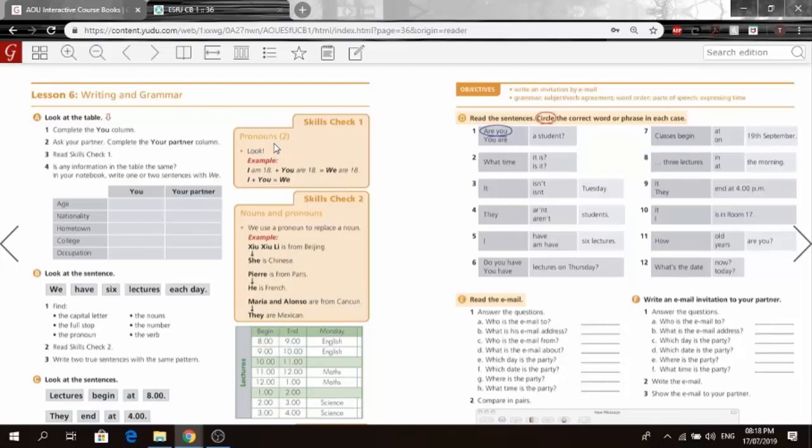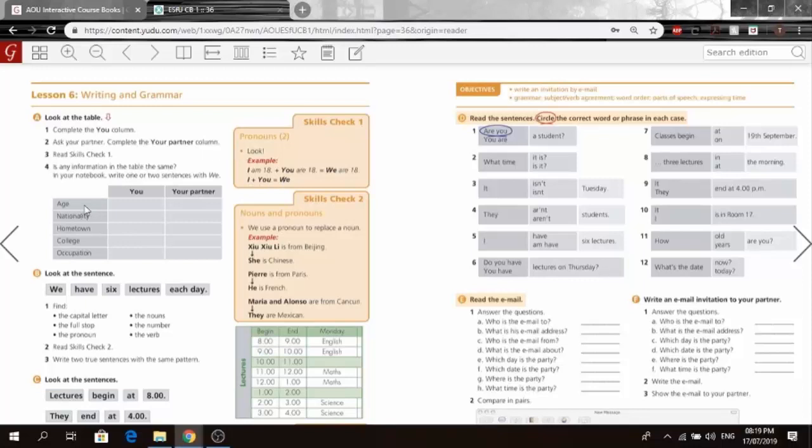We have pronouns. Told you guys, we looked at it. Look, example, I'm 18 plus you are 18. Obviously this is your mate probably, so we could use we. So I plus you equals we. I'm talking about us as a group, okay?